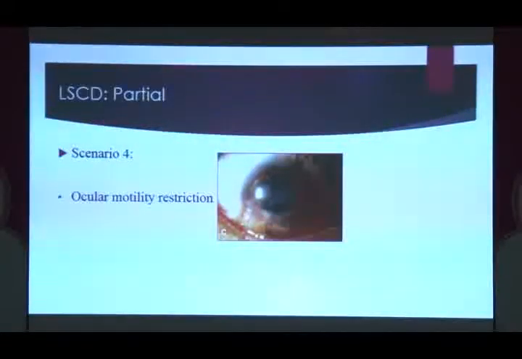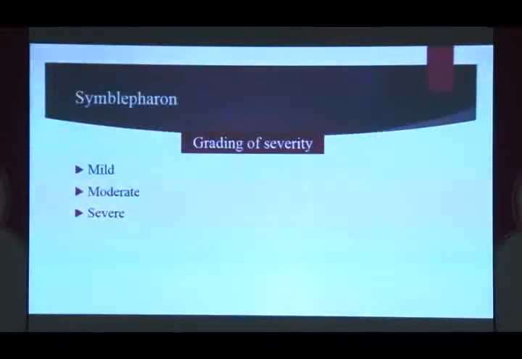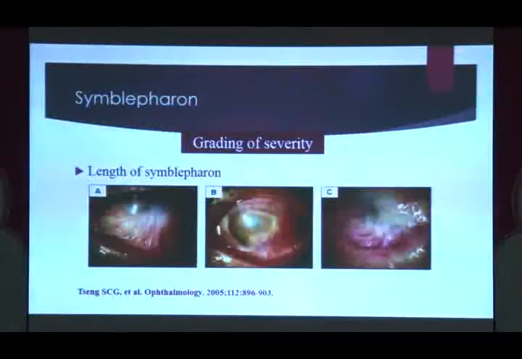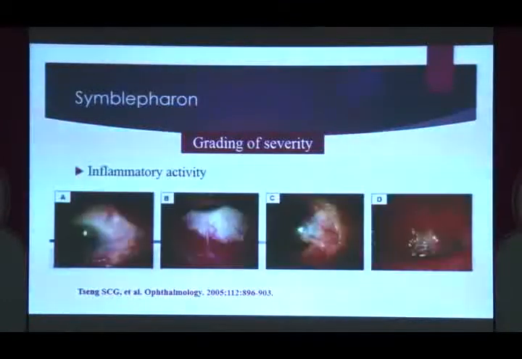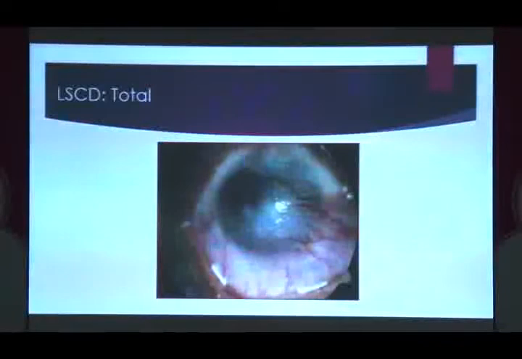Now, sometimes you have ocular motility disturbance, then of course you have to treat symblepharon, and the symblepharon treatment always depends on whether the grade is mild, moderate or severe, and the gradation depends upon the length of symblepharon, width of symblepharon and inflammatory activity. I think that will be covered in subsequent lectures.